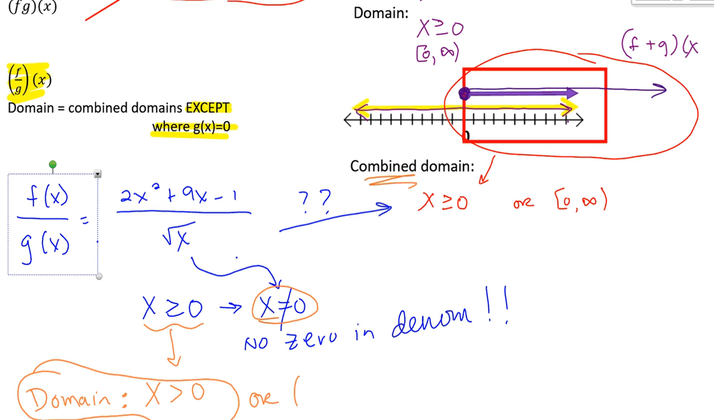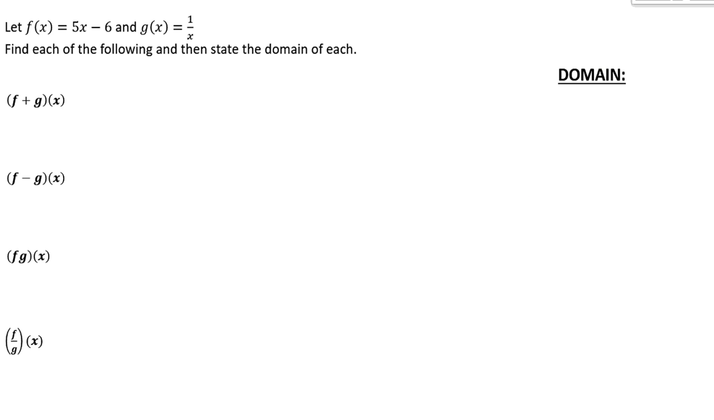Or you could have said open parentheses 0, infinity. And that only happens because the g is on the bottom now. So once you move stuff to the denominator, you've got to be a little bit more conscious about what domain it produces. All right. Let f of x, blah, blah, blah, find each of the following, and then state the domain of each.